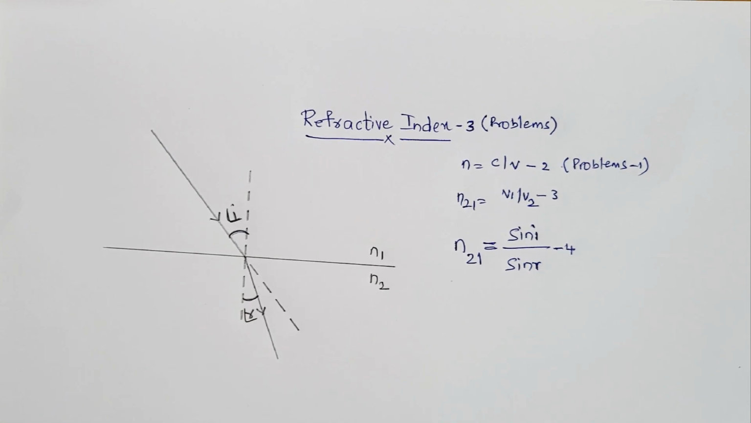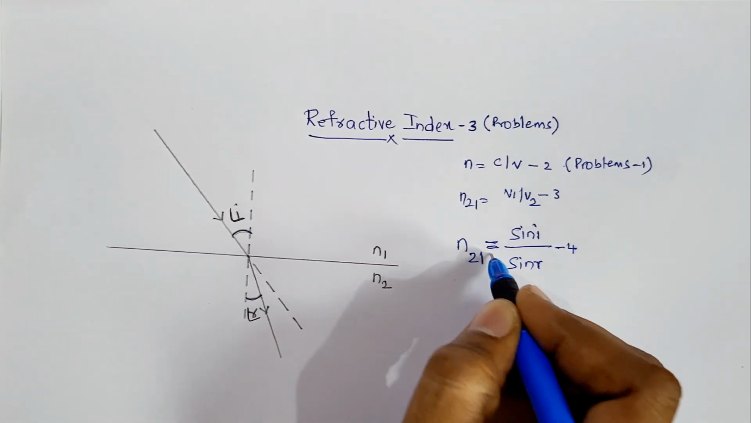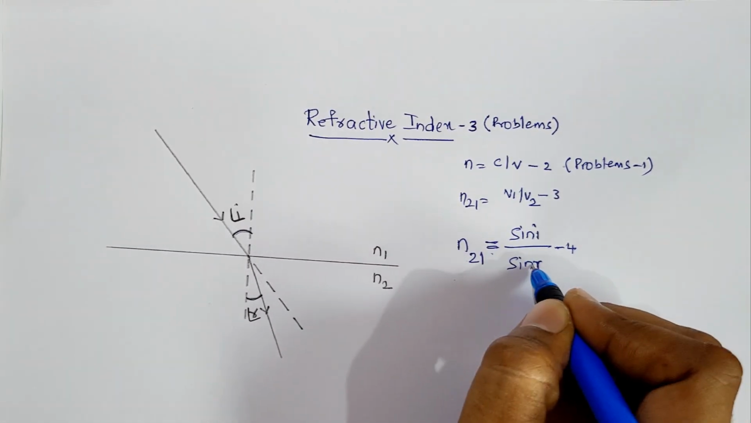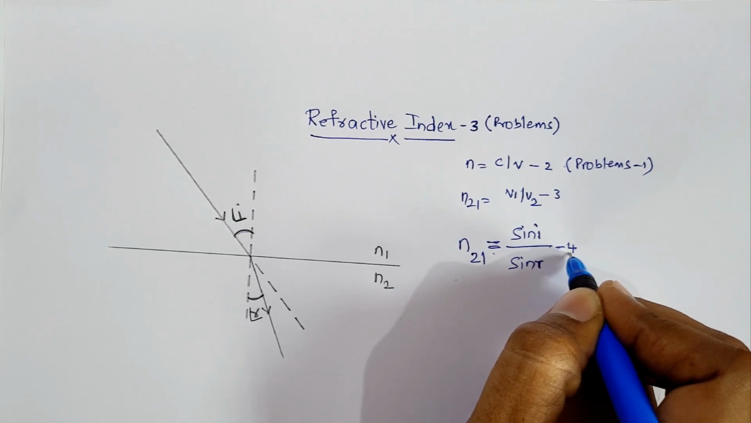In today's class, we are going to study problems and practice problems on this formula: n21 is equal to sin i divided by sin r. Actually, this is the fourth video I am uploading on refractive index.